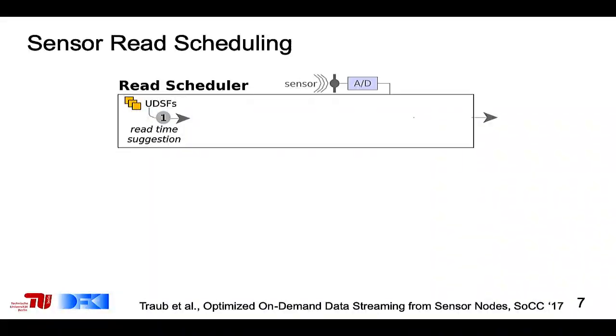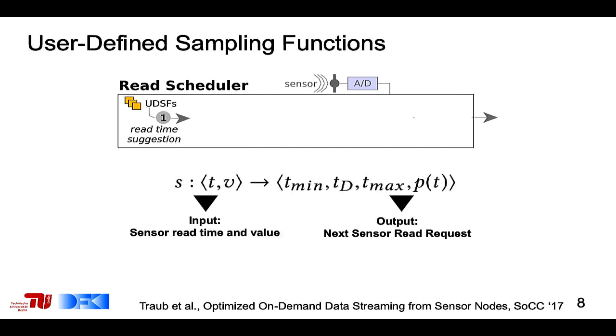What I introduced so far is a brief notion of what these user-defined sampling functions are, but I want to give you a bit more detail on how they really work. So the idea is that we have a user-defined function abstraction, and this user-defined function receives as an input the current time plus the value which was read from the sensor. And based on that, what we get is the next sensor read request.